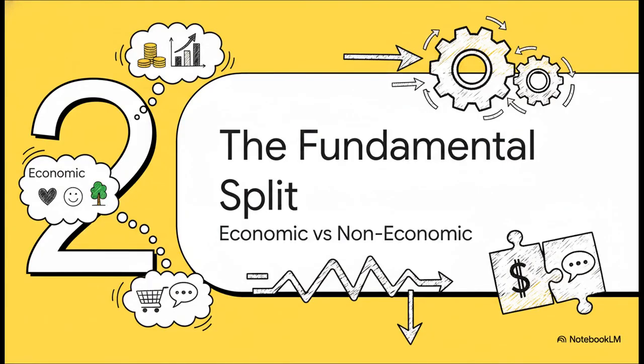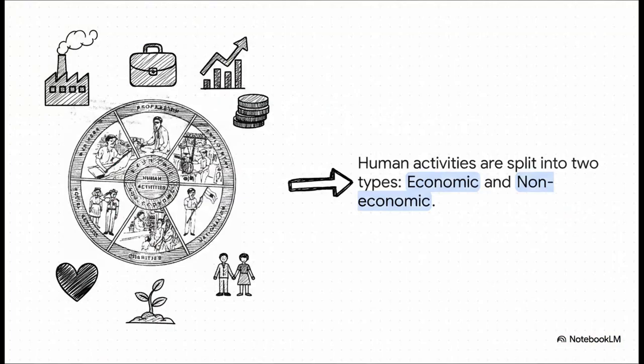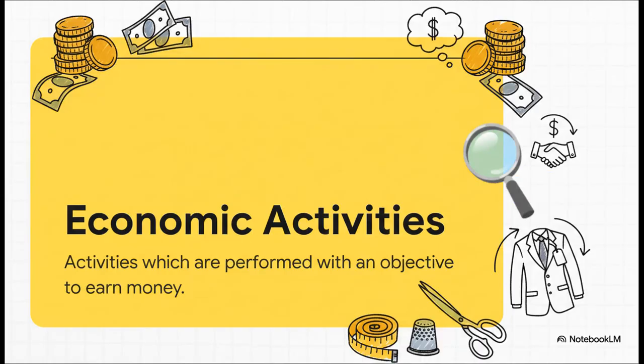Okay, now here's where things start to get really interesting. All those activities we just talked about, well, you can pretty much sort them into two big, distinct buckets. This is the first and honestly the most important split you gotta understand. And this right here, it shows that split perfectly. See how human activities is right there in the middle, and then it branches out into two paths? You've got the economic activities up top, your business, your job, and then the non-economic stuff down below, like volunteering or family stuff.